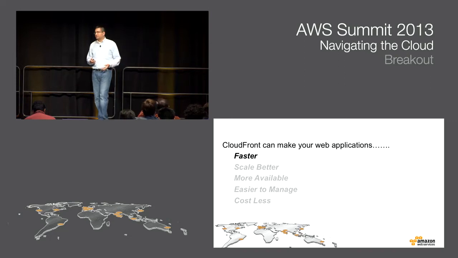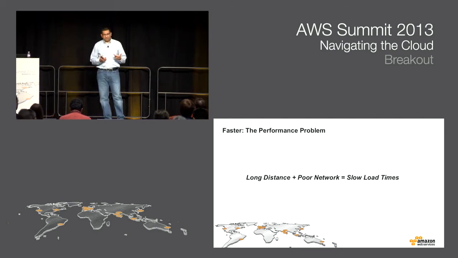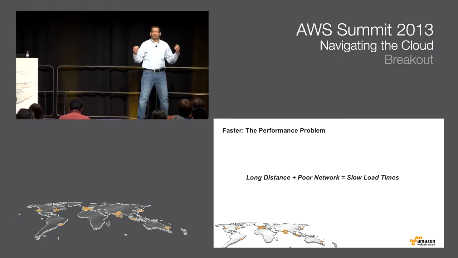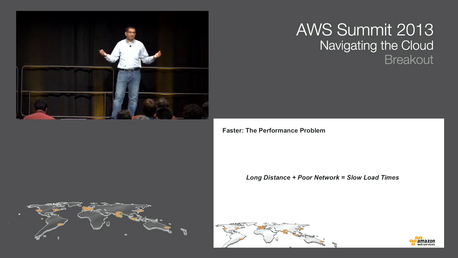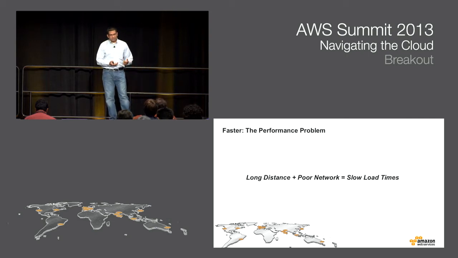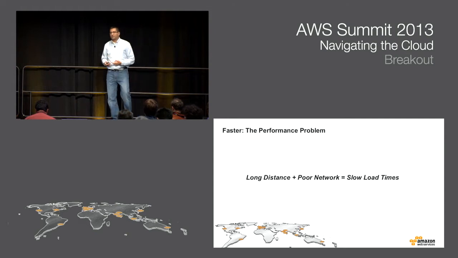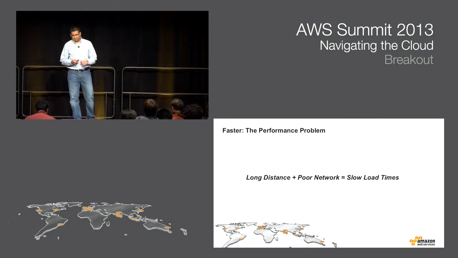So CloudFront can help make your applications faster. The way I think about it is in terms of a simple equation. Long distance plus poor network leads to slow load times. If you have a global user base, some of your users will have to travel long distances over the internet to get to your origin servers to download your website. That in itself causes longer round trip times just because they're further away from your origin server. That combined with poor networks, where networks are either not performing well or there is a higher amount of packet loss, can really lead to slow load times for your website or your application.